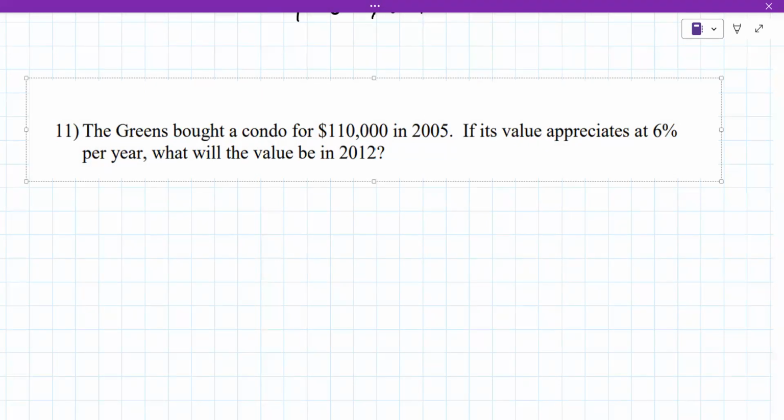Doesn't appreciate mean go up though? Yes, yes. And that's why I wanted you to see some words like that. But yes, this one goes up. Oh, okay.